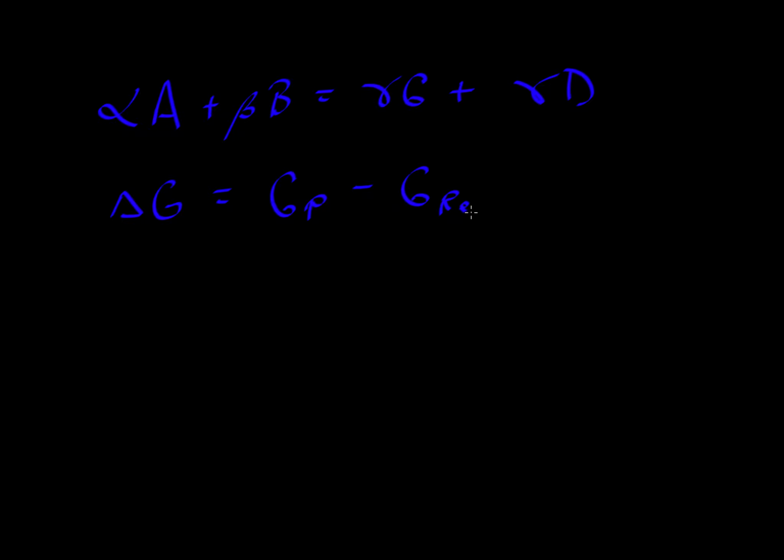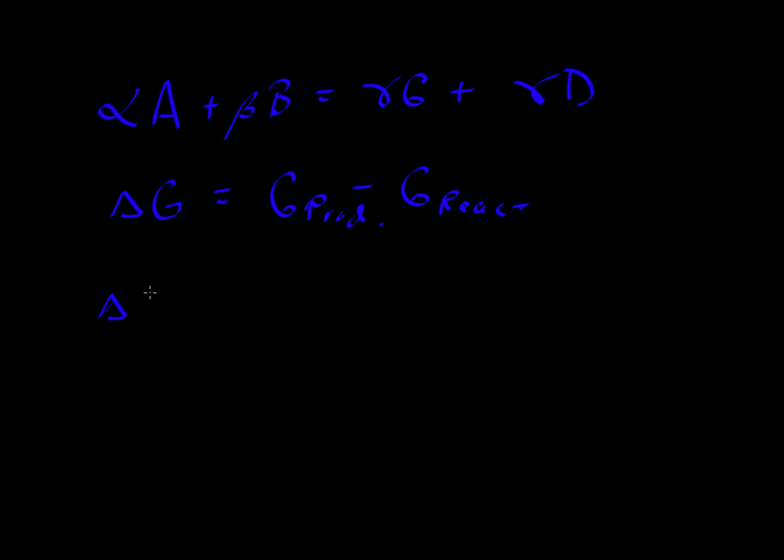Okay, let's go back to our derivation and take a look at chemical potential. So let's write our favorite chemical reaction. We have alpha amounts of A, and it's going to react with beta amounts of B, and it's going to give us gamma amounts of C plus delta amounts of D. So the delta G, the Gibbs free energy, would be the Gibbs free energy of the products minus the Gibbs free energy of the reactants. So products minus reactants. Well, if we write this expression on a molar basis, then we can write all these as chemical potentials.